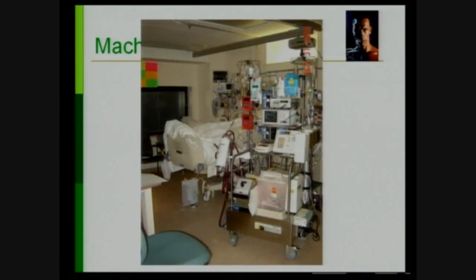And you can see that this is a huge undertaking, a huge device, usually much larger than the patient.